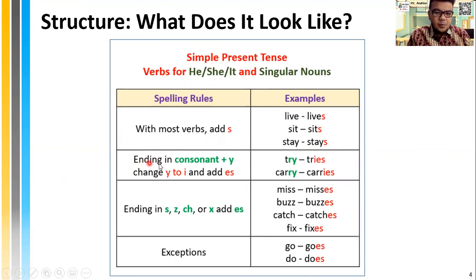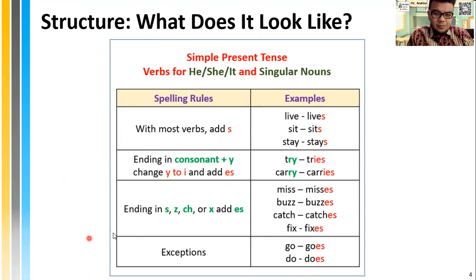But for words ending in the consonant plus Y, then we need to change Y to I and then we add ES. So for example, she tries nasi goreng. She tries to eat nasi goreng, for example. Fried rice. She tries to eat fried rice. He carries the sick dog to the vet, for example. He carries, look, right? Look at this change.